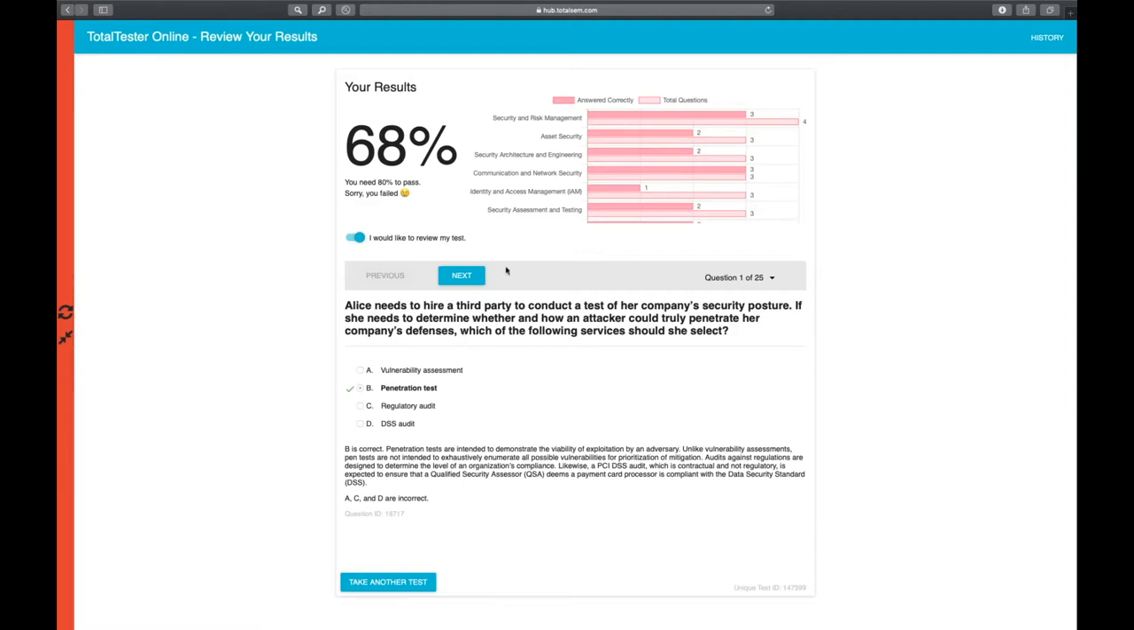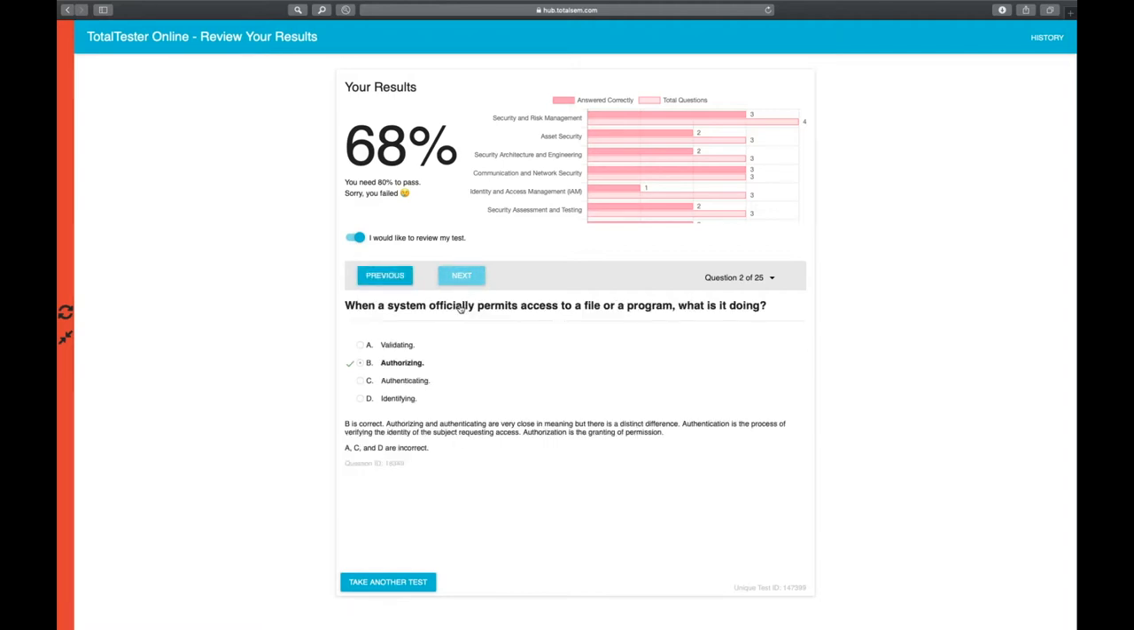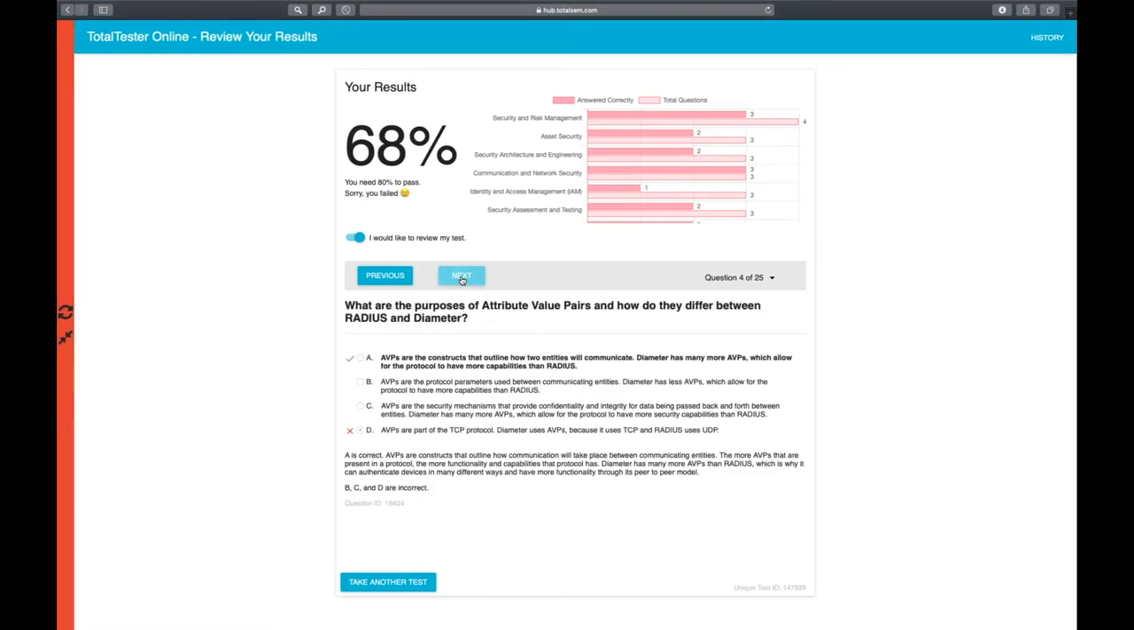All right, pen testing. We've seen this one before. That was pretty easy. Permitting official access to a program, authorizing. That was easy. DNS poisoning is the most common attack on DNS.